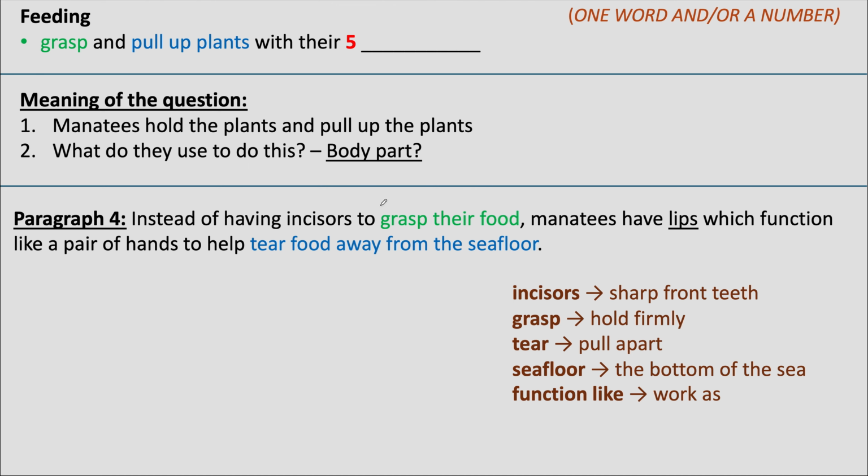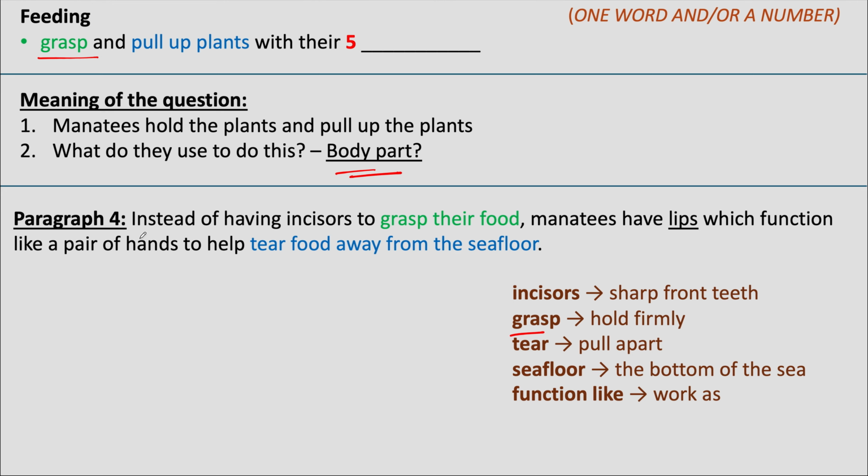Question 5 says grasp and pull up plants with their blank. Grasp means to hold tightly. So we are looking for what manatees use to hold and pull up plants. We are most probably looking for a body part.